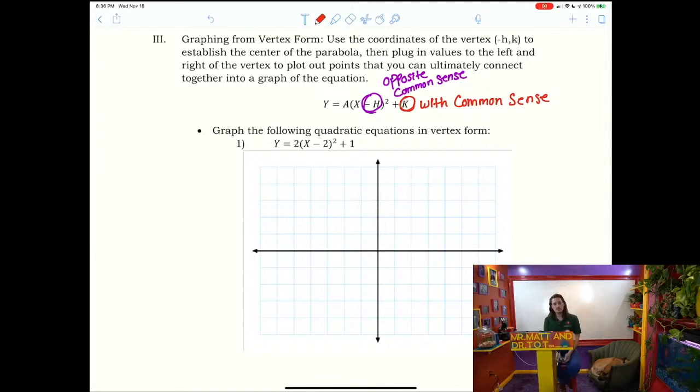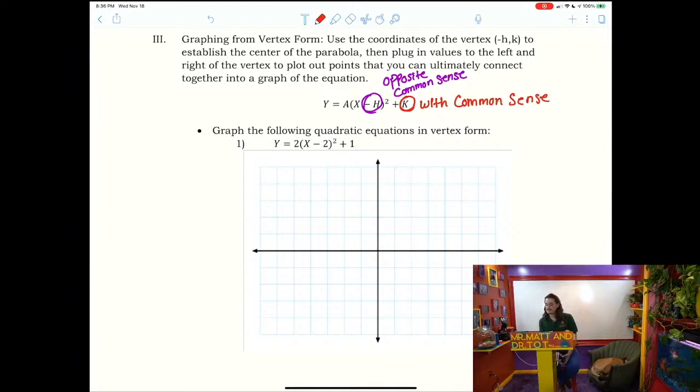If the h value was negative 3, that doesn't mean left 3. It's opposite common sense. So that would actually mean right 3 from the origin, an x coordinate of positive 3. If it was x plus 2, you might think it's to the right 2, but remember it's opposite common sense, so the x coordinate is actually negative 2.